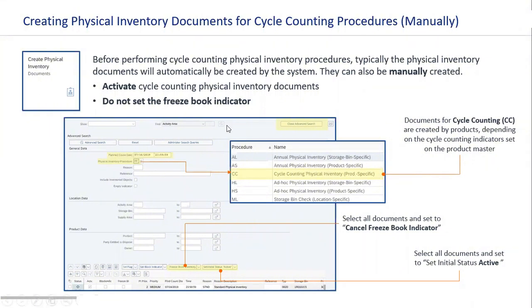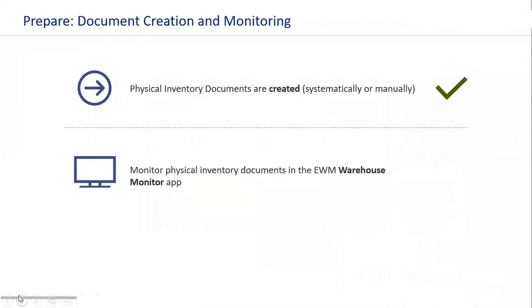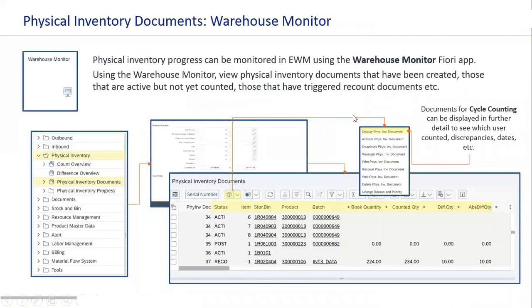The system will create it automatically. So if we had cycle count indicators set in the system, it would automatically create these physical inventory documents, and someone would be prompted that, hang on, this product needs cycle counting within these 5 days. Again, you can monitor it on the good old warehouse monitor, and you can see the statuses, whether they're active, etc.